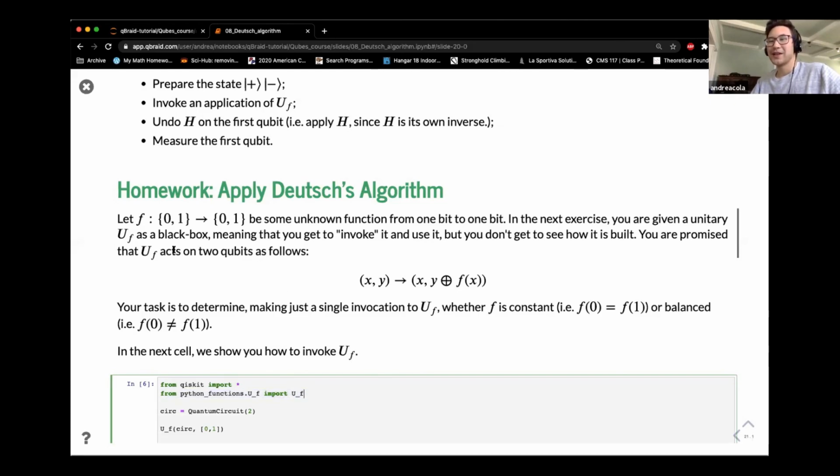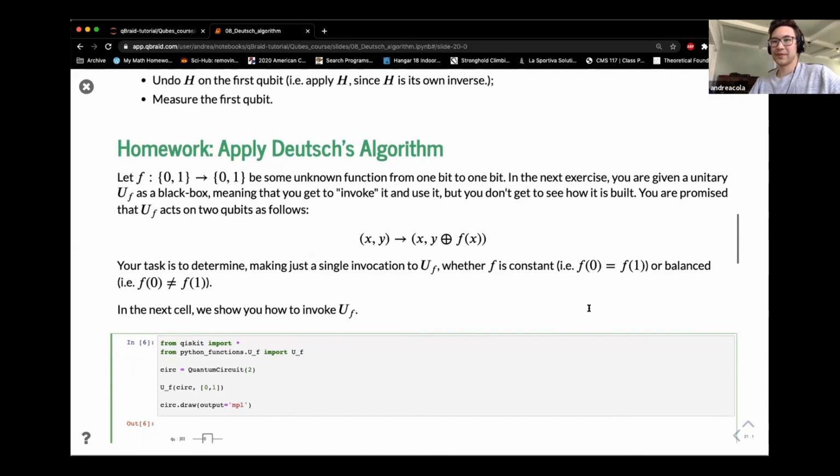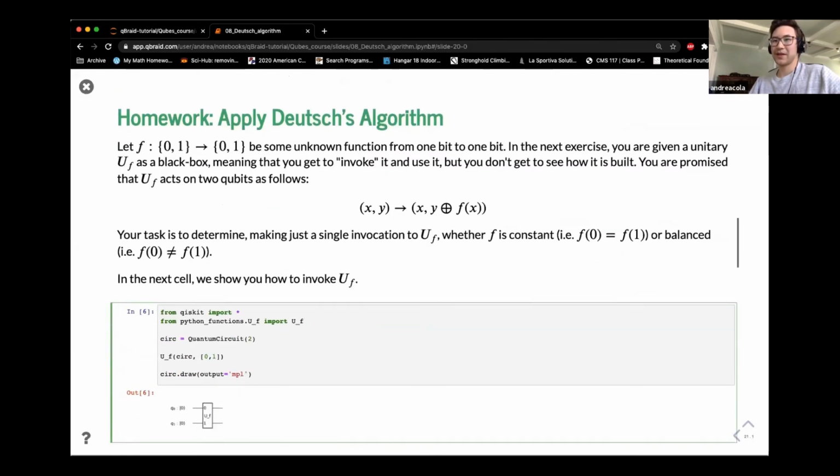And you're promised that u sub f acts on 2 qubits in the following way on the standard basis. So it's exactly like we said in this lecture. And your task, for some function f, is to determine, making just a single invocation to u sub f, whether f is constant or balanced. So you have to write a quantum circuit implementing Deutsch's algorithm.